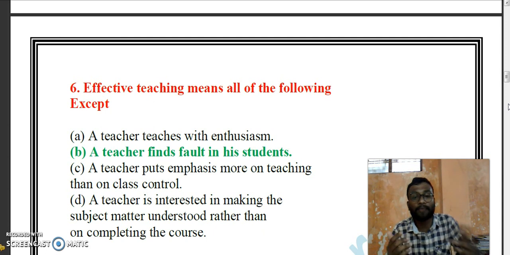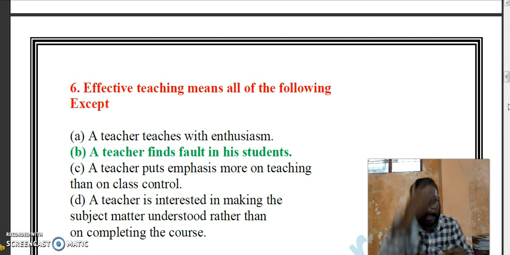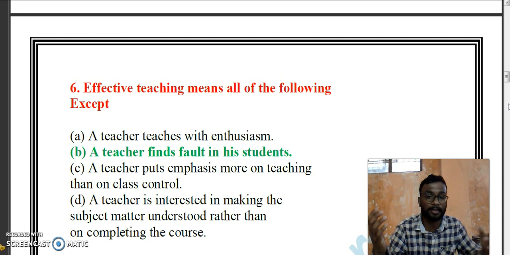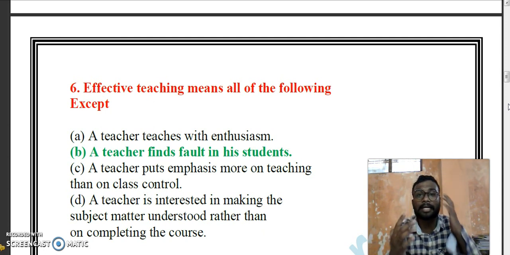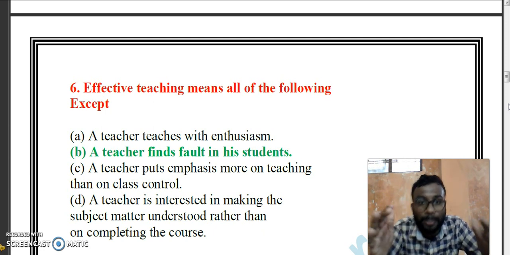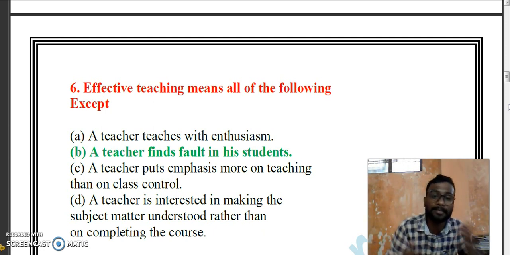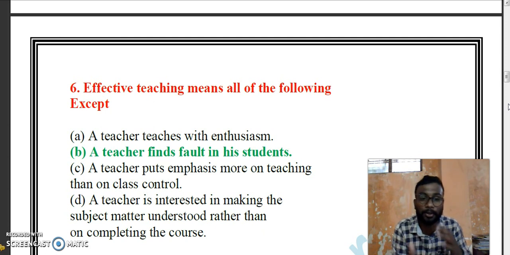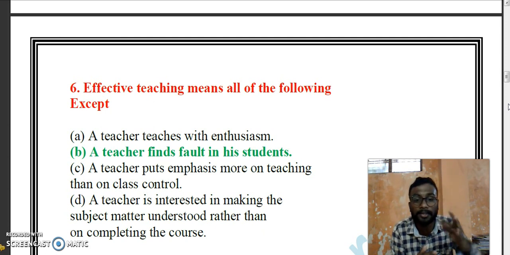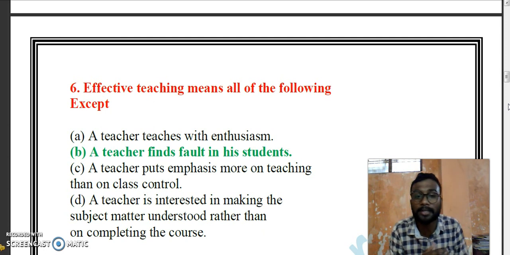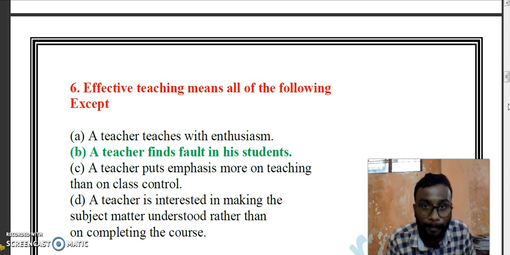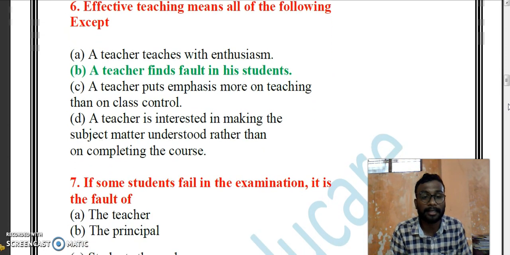B. A teacher finds faults in the students. No, a teacher should not find any faults in the students. If you find faults in the students, then students try to deviate from the classroom environment. C. The teacher puts more emphasis on teaching than on class control. D. A teacher is interested in making the subject matter understood rather than completing the course. That is really required. The teacher finding fault in his students is not a tool for effective teaching. So option B is the correct answer.